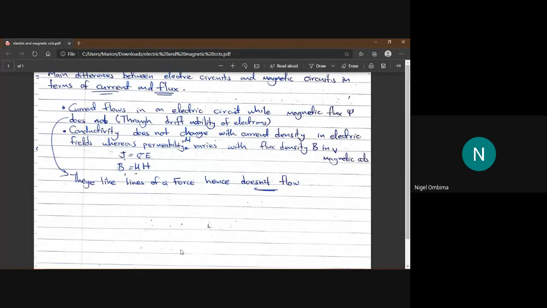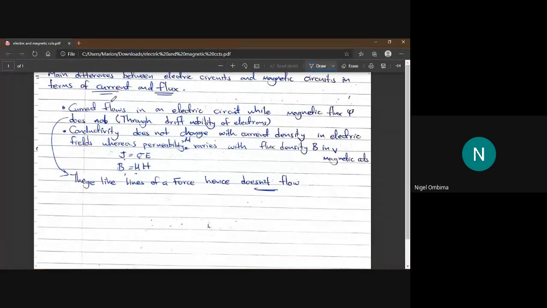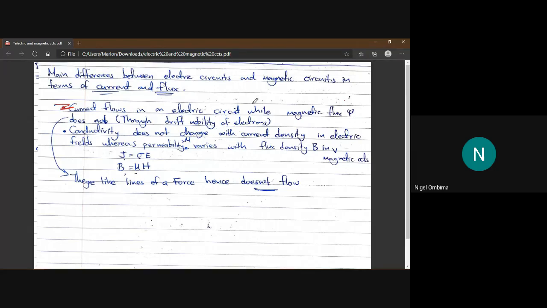Question 8. What are the main differences between electric circuits and magnetic circuits in terms of current and flux? They're given in our notes. It's pretty much straightforward, and the question was asked, just give. So the first one is this: current flows in an electric circuit while magnetic flux does not.